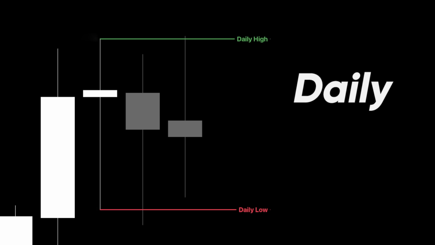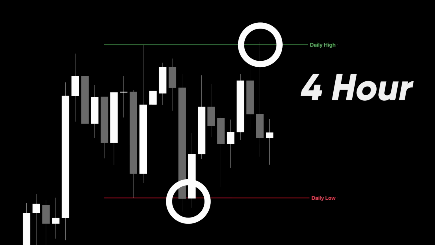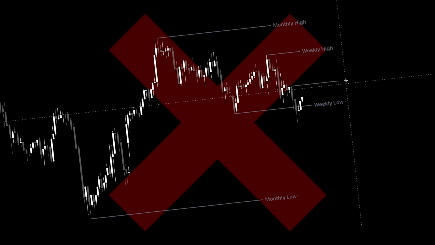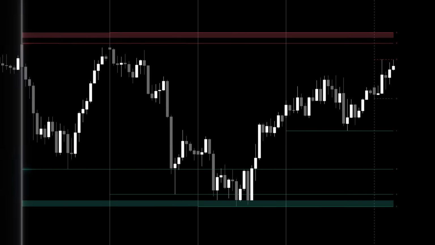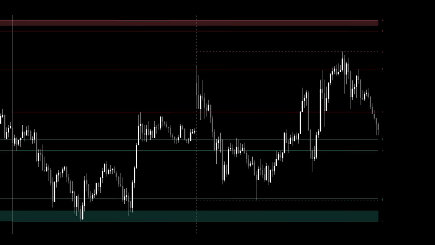Take this daily chart, for example. If we mark the high and low of this candle, then drop down to the 4-hour chart, those same levels become clear pivot points. Now, tracking these across multiple time frames manually gets tedious fast. And that's exactly why we built this indicator, to automatically map out those key levels so you don't miss a thing.